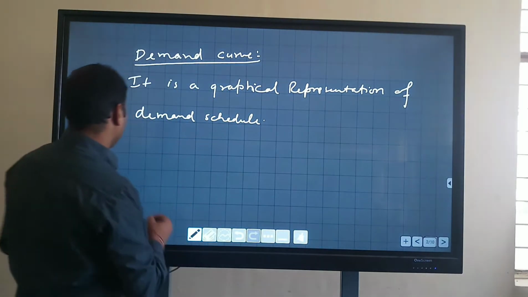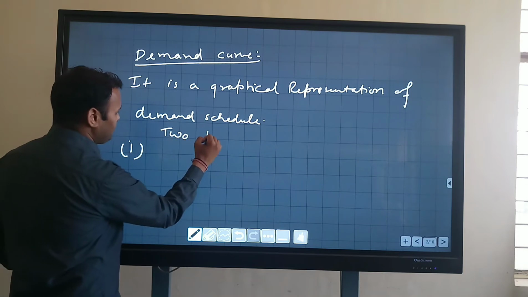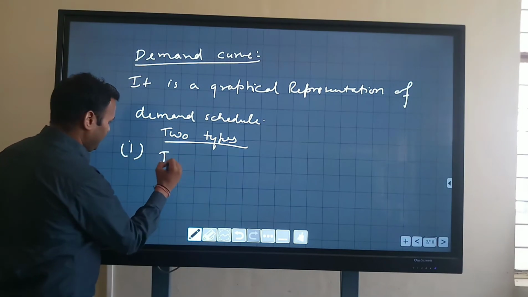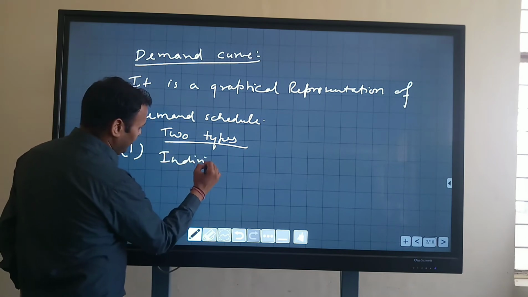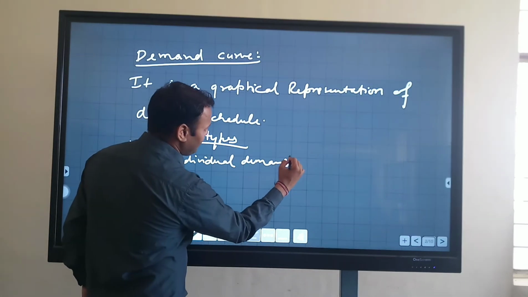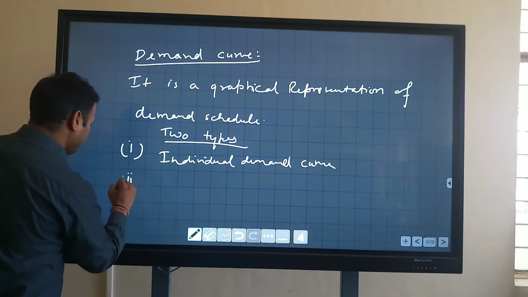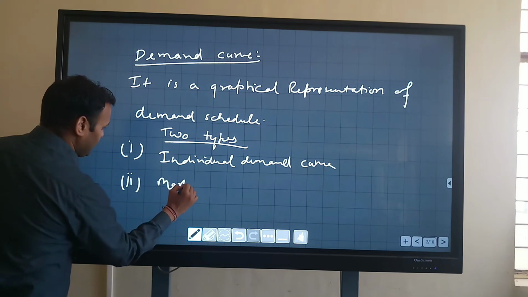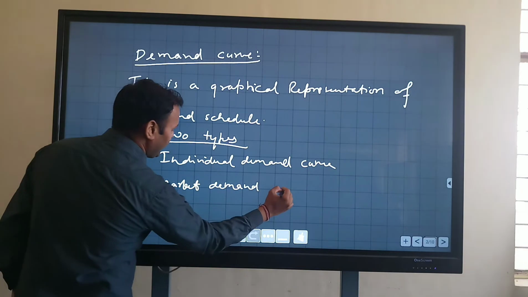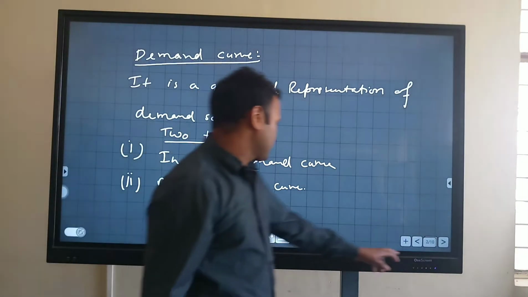Here there are also two types of demand curve. That is, individual demand curve, and the second one is market demand curve. So we will discuss them one by one.